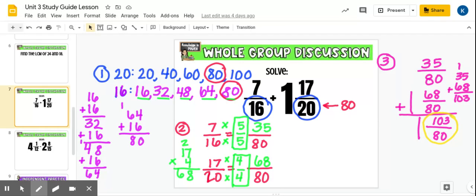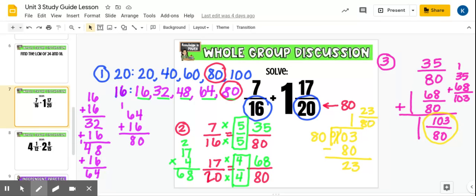103/80 is an improper fraction. So what we have to do is turn that into a mixed number. So I'm going to say, how many times does 80 go into 103? Well, it just goes in there one time. And then I can subtract. 3 minus 0 is 3. To borrow, 2.